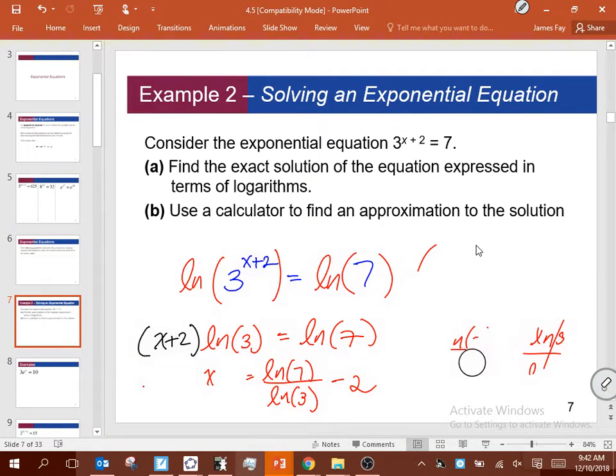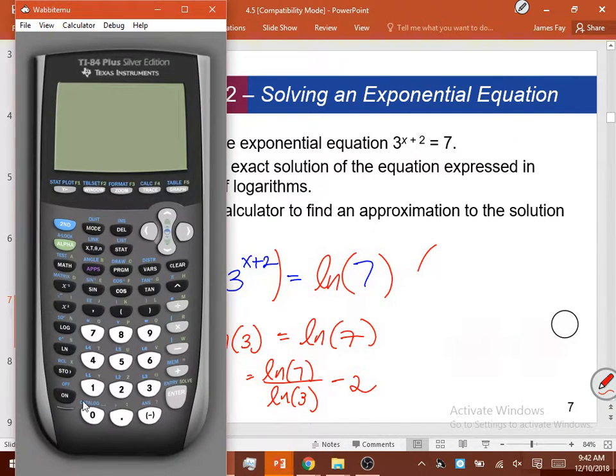Now, if I were to ask you, does that make sense? Is that the number that I have to raise 3 to and add 2 to it to get 7? Well, I'm not sure about that. So I think the safest thing to do then is to grab your calculator and just check it. ln of 7 divided by ln of 3. Remove 2 from that. I get that number there, right? Okay, store that as x.